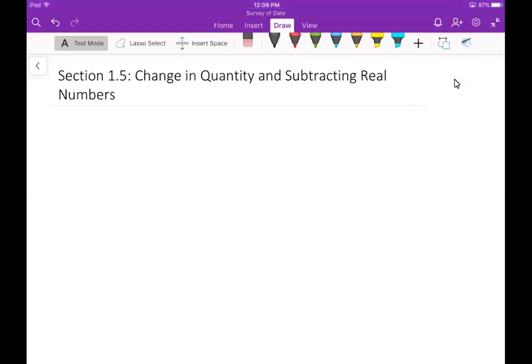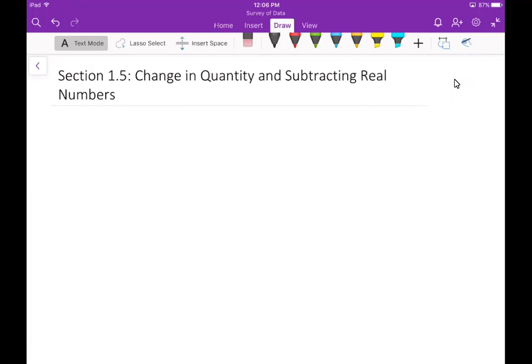With subtracting real numbers, the awesome part is that it's going to be very related to section 1.4 where we talked about adding real numbers. So we just want to understand the connection between those two operations. What does it look like when we need to now subtract when negative numbers are involved? Understand how to do that, understand how to use those negative numbers in our calculator as well, and then focus in on change in quantity.